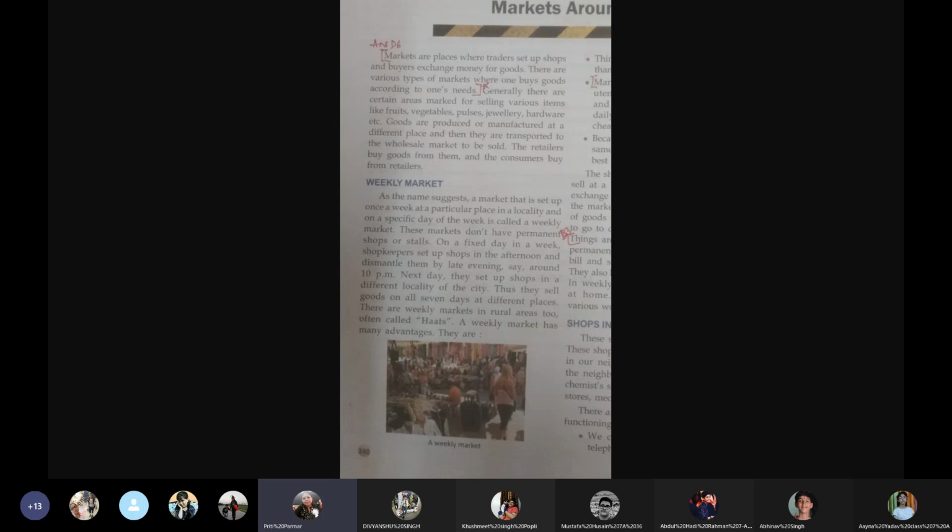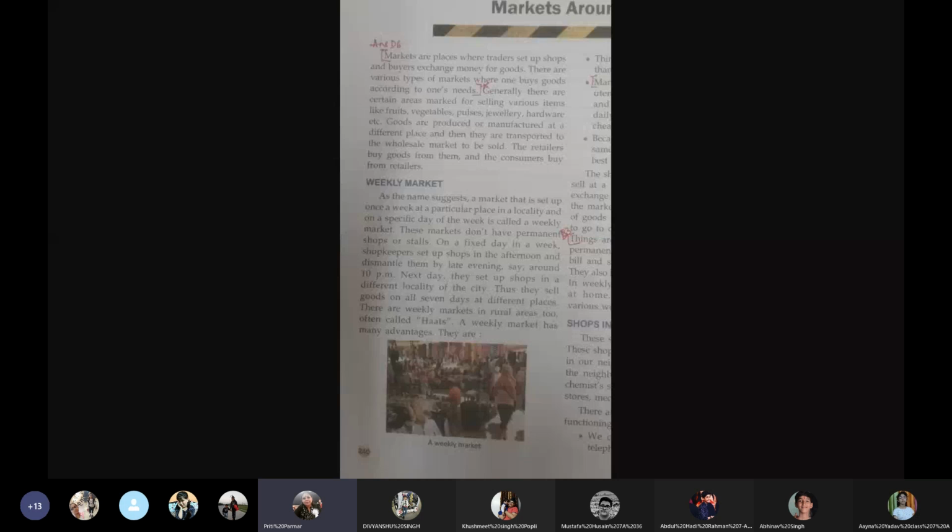There are weekly markets in rural areas too, often called harts. A weekly market has many advantages. Now they are telling you that weekly markets are set up without a stall. The shopkeepers set up the stalls in the afternoon and they dismantle it. That means they undo it and go away by nearly the same day in the evening, maybe 10 p.m., and they keep on rotating this to different localities according to the days in which they are supposed to.